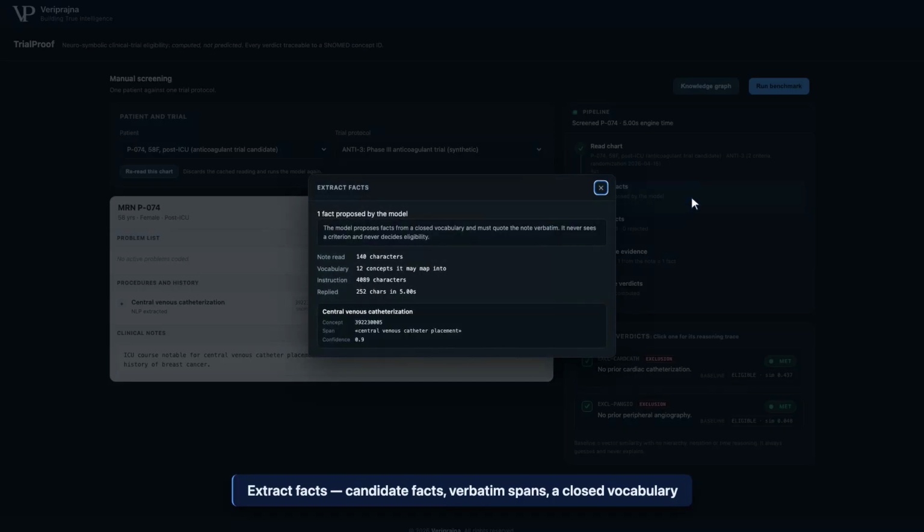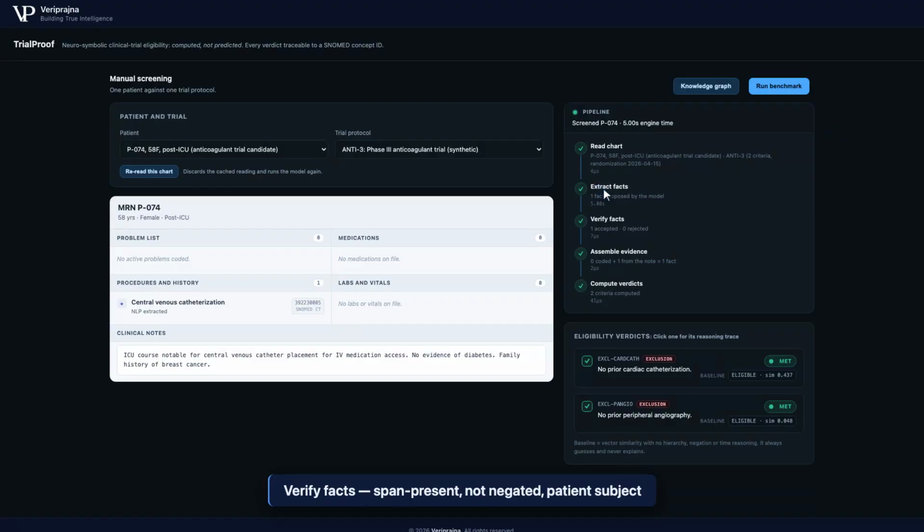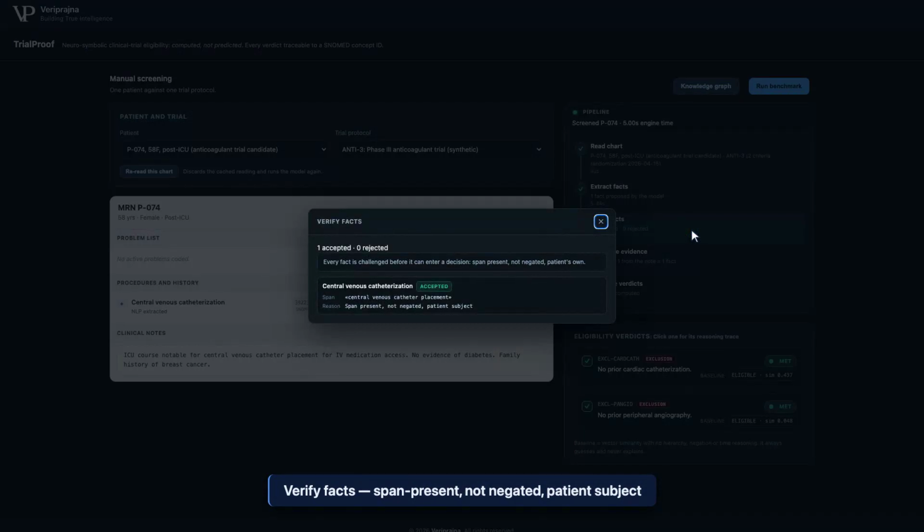Click the extraction stage to see what the model was allowed to do. It proposes candidate facts, each tied to a verbatim span from the note, and mapped only into a closed clinical vocabulary. It cannot invent a code that is not on the list. Then an adversarial verifier challenges every proposed fact before it is allowed to count. It checks that the span is really in the note, that it is not negated, and that it belongs to the patient rather than a relative. Only facts that survive reach the decision engine.